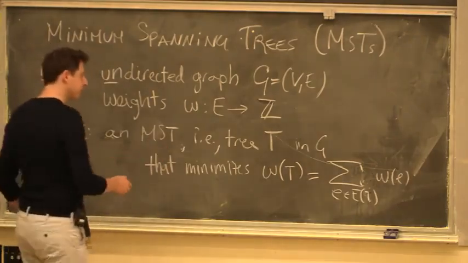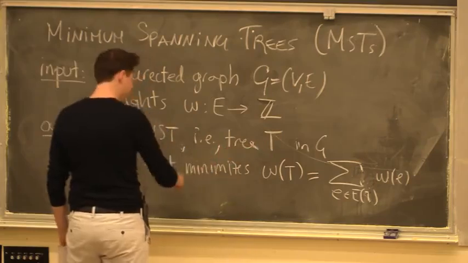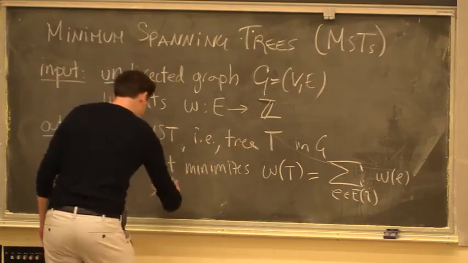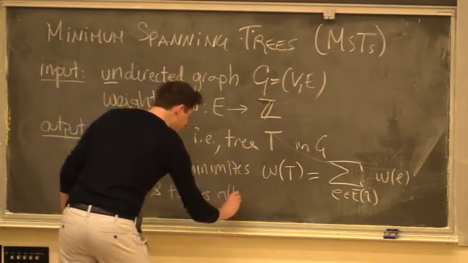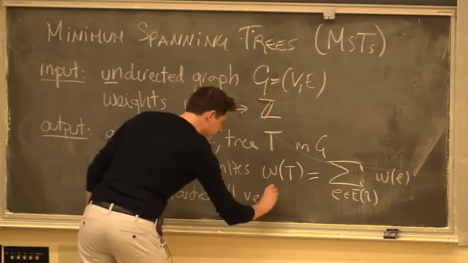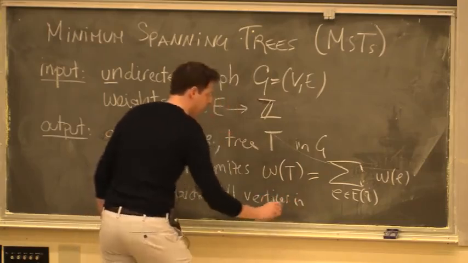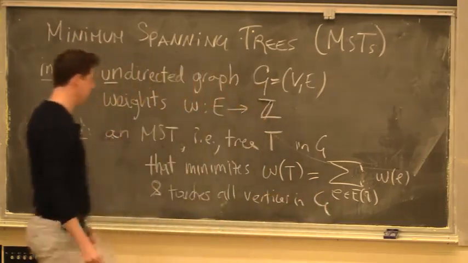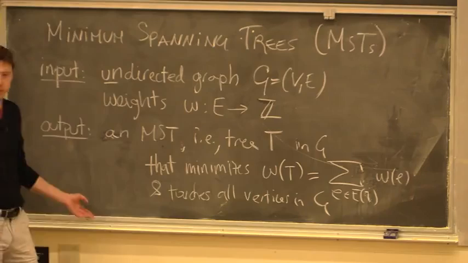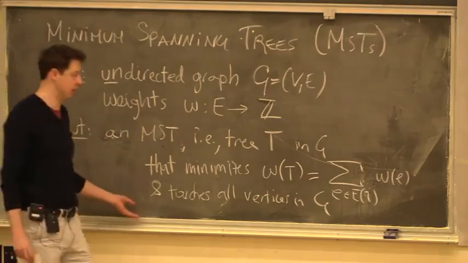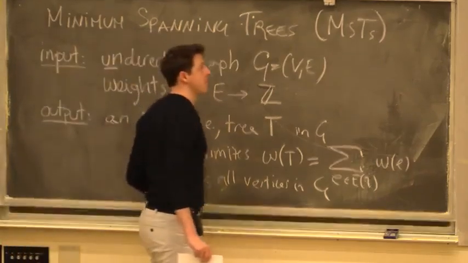Okay, a tree in G that minimizes this weight and touches all vertices in G. Okay, so that is the problem. Let me just work through an example first so we understand it, and then we'll make sure we understand the abstract formulation, okay?